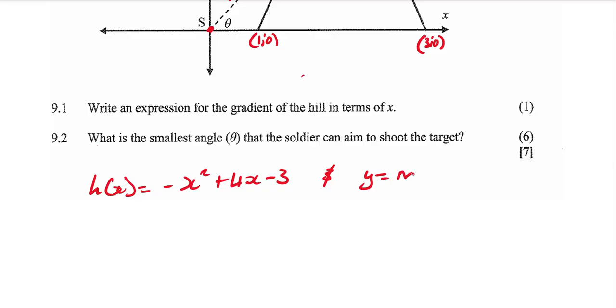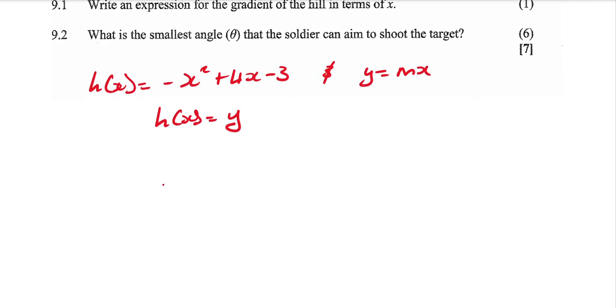Y equals Mx. Do you get me? So let's go. Since h of x is equal to our y, let's substitute. Do you get me? And then we're going to substitute h of x equals our y. We're going to equate it: minus x squared plus 4x minus 3 is equal to Mx. Do you get me?